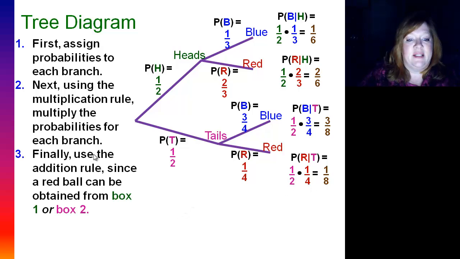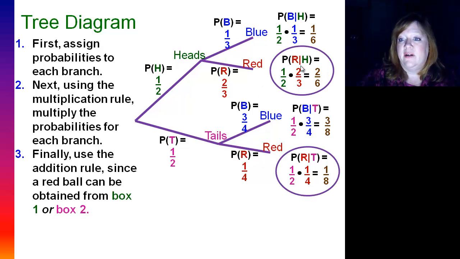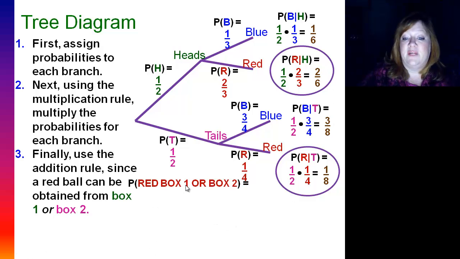So now finally, they want you to use the addition rule since a red ball can be obtained from box 1 or box 2. So the question asks us, what's the probability of picking a red ball? So you could have a red ball here or a red ball here. So you're going to add those two. This one right here and this one right here. Probability of red given this toss, probability of red given this toss. So we're going to add those two together. Probability of red from box 1 or box 2.